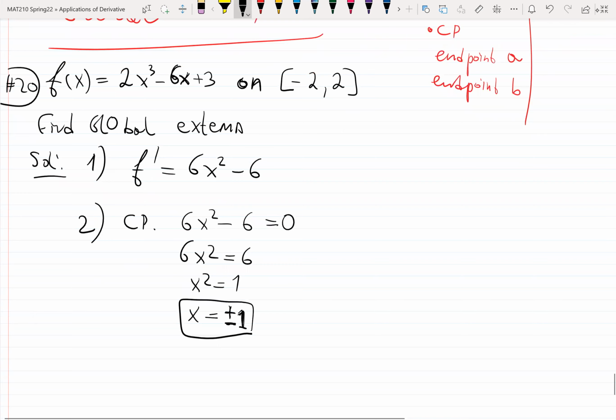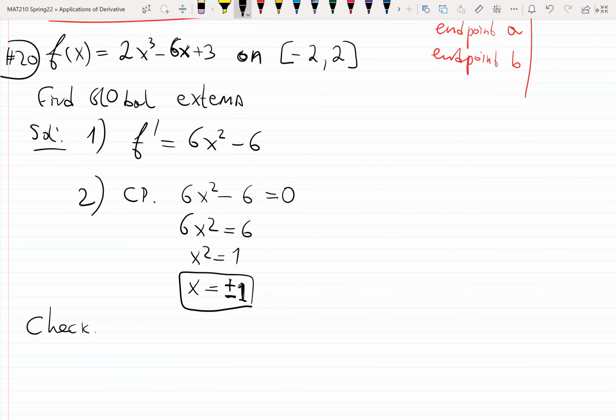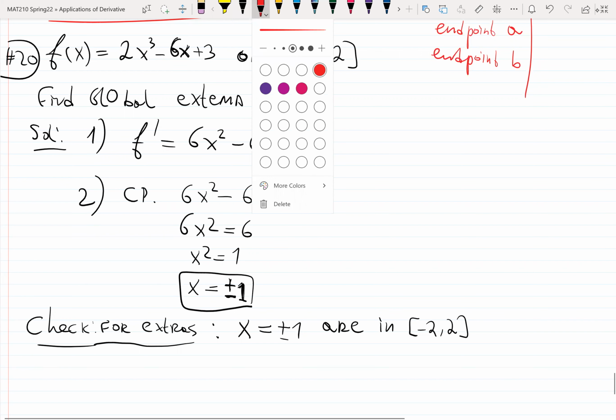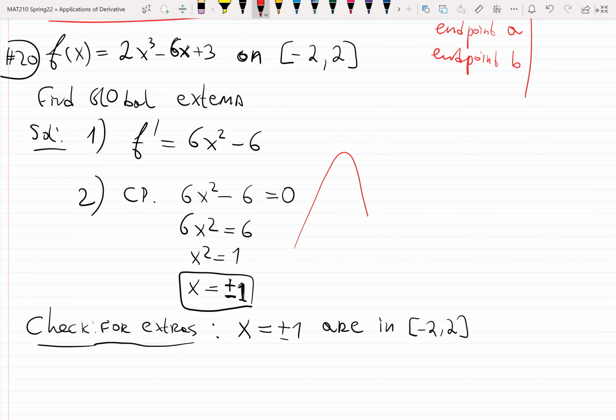Both should be in the domain. Check for extras. Extras are those that are not in the domain. x equals plus and minus 1 are both in the domain. That's important. Because you might have an example where the cubic function, or any function, goes up, down, up, right? You might have this point and this point, but the domain is only from here to here. So extras might be there. You need to kick them out. In class, I actually did an example when one was extra. Okay.